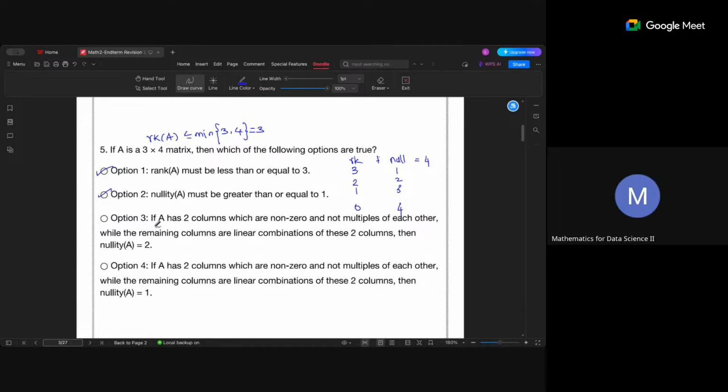Now, if A has two columns which are non-zero and not multiples of each other, while the remaining columns are linear combinations of these two columns, then nullity of A is equal to 2. First of all, from this information, can you tell me how many linearly independent columns are there in A? Two. So it means you have two linearly independent columns. So what should be the rank? Two. So rank of A is 2. So if rank of A is 2, you know the nullity should be 2. True. So this is correct, and this is incorrect. Okay?